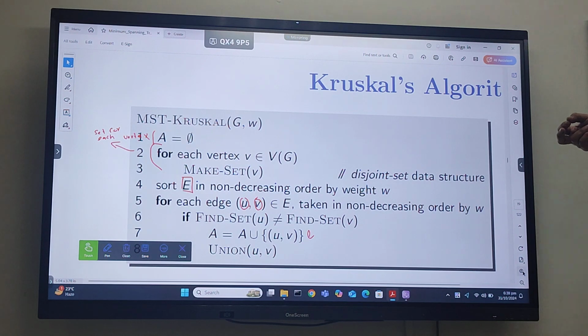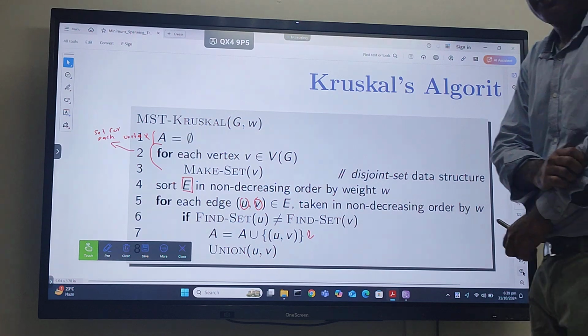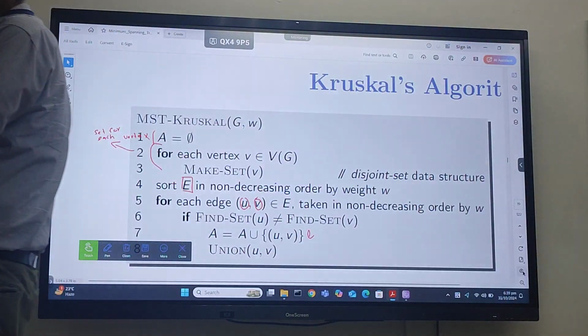In one iteration, U can be vertex number 10 and V can be vertex number 50, and in the next iteration, U can be vertex number 5 and V vertex number 15, as it goes through the entire graph. It goes through every edge one by one and sees if the two endpoints are in different sets or in the same set. If they are in different sets, it will merge them together and include that edge in A. So it's a union of both sets.